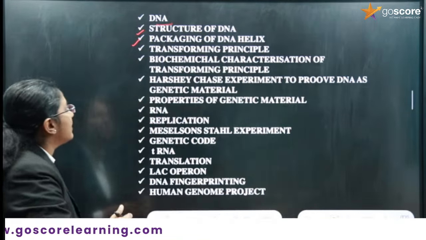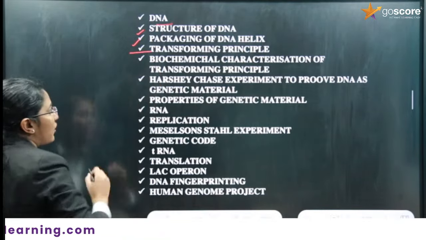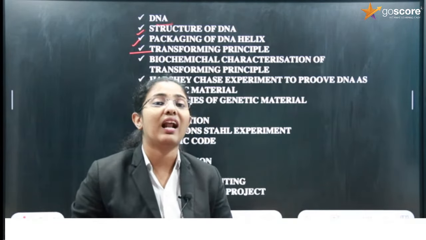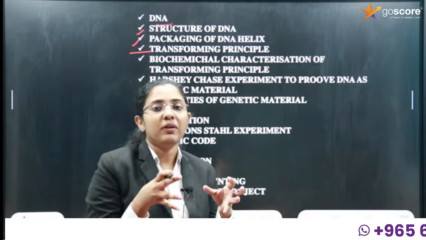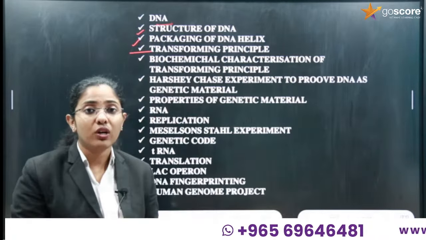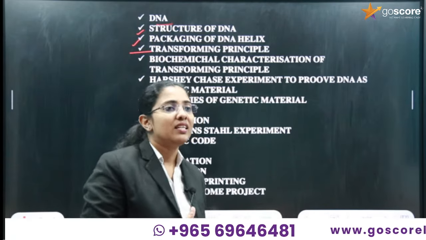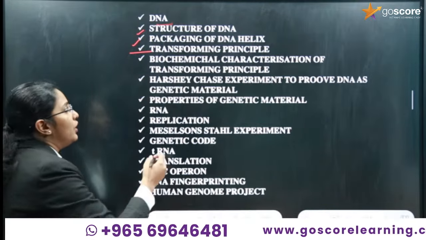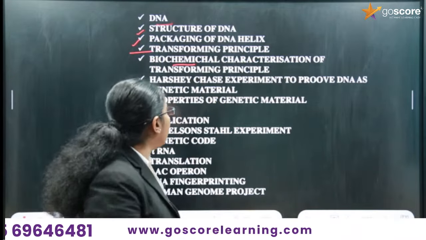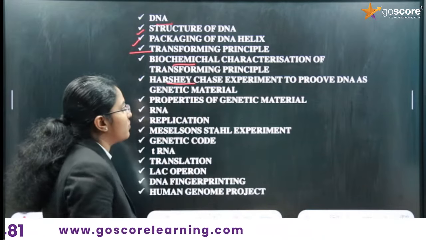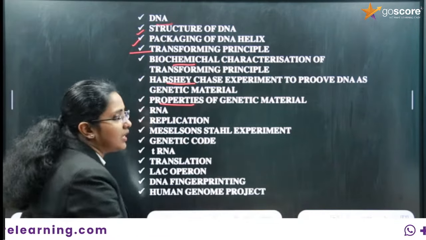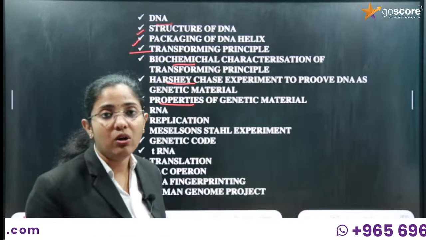Next one is the transforming principle. Transforming principle comes under how this genetic material was discovered. Inside that topic, we have to discuss how the DNA was found in the cell or in the different organisms. Then we have to study about biochemical characterization. Then next we have to study about Hershey's experiment to prove DNA as the genetic material. Then about properties of genetic material, that is about DNA and about RNA.